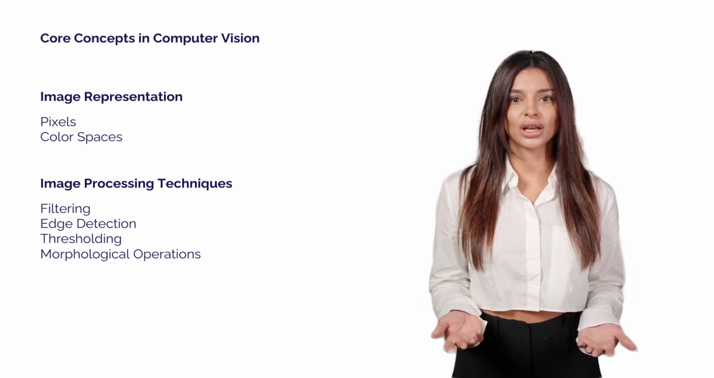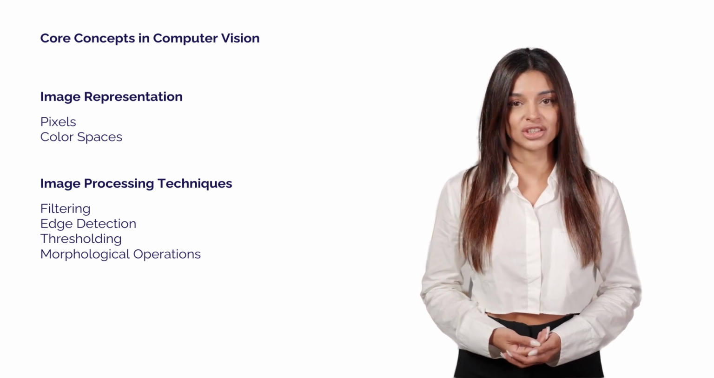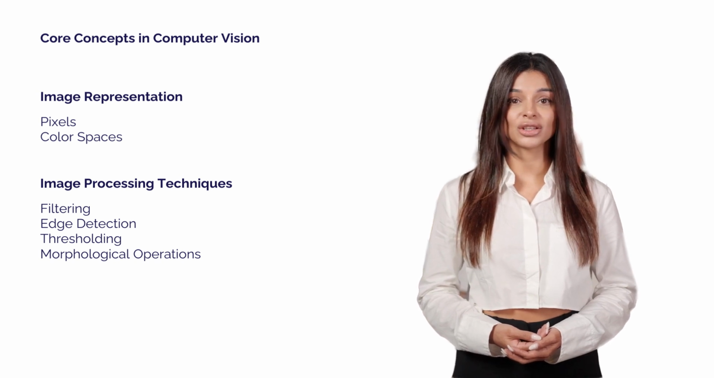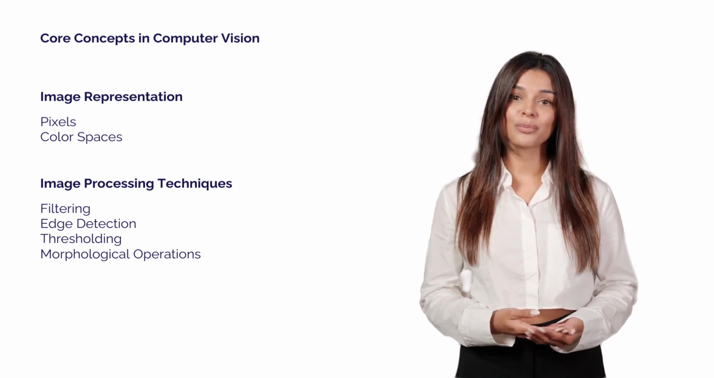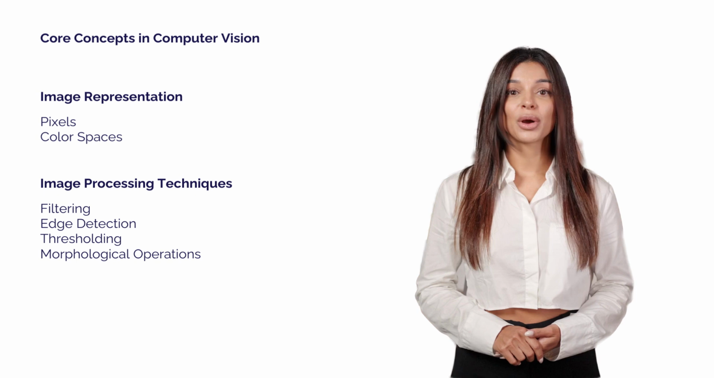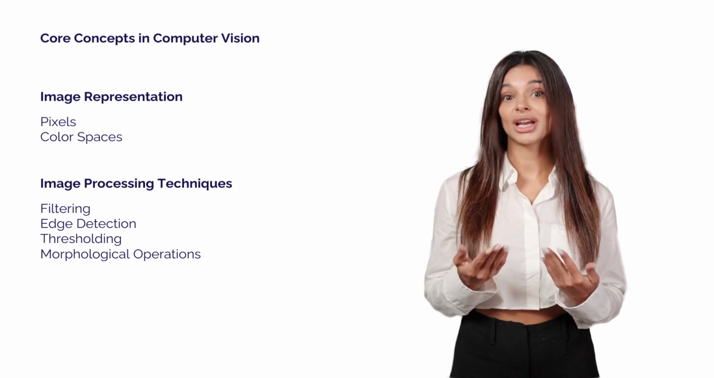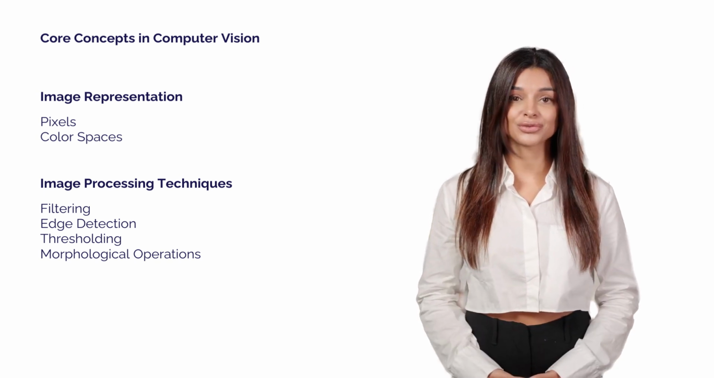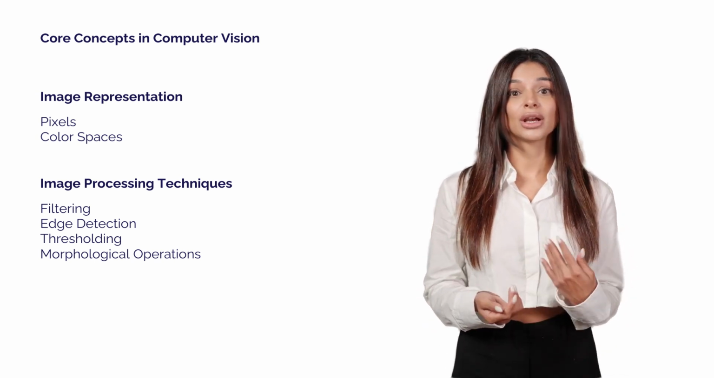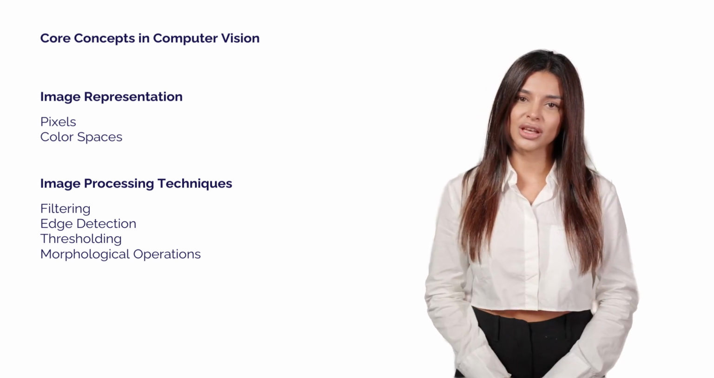Let's explore some core concepts in computer vision. First up, image representation. Images are made up of tiny units called pixels, each containing color or intensity information. We use different color spaces to represent these colors. RGB, with its red, green, and blue channels, is probably the most familiar. Grayscale simplifies things with just a single intensity channel. And then there's HSV, hue, saturation, and value, which offers a more intuitive way to think about color. Resolution, the total number of pixels, determines the image's clarity.